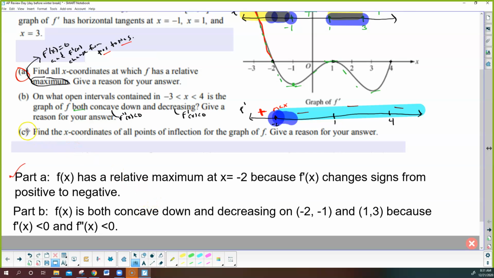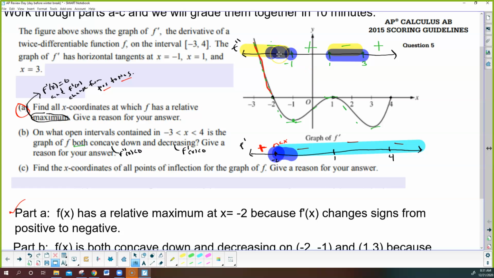All right? And then part C is find the coordinates of all the points of inflection for the graph of f, give a reason. Well, the points of inflection occur where the second derivative is equal to 0 or does not exist, and there has to be a sign change. So here's the benefit to doing the work that we just did. Get rid of these pieces. I need to find the spot where the points of inflection occur. That's where the second derivative, which is right here, is equal to 0. And that's those horizontal tangents.